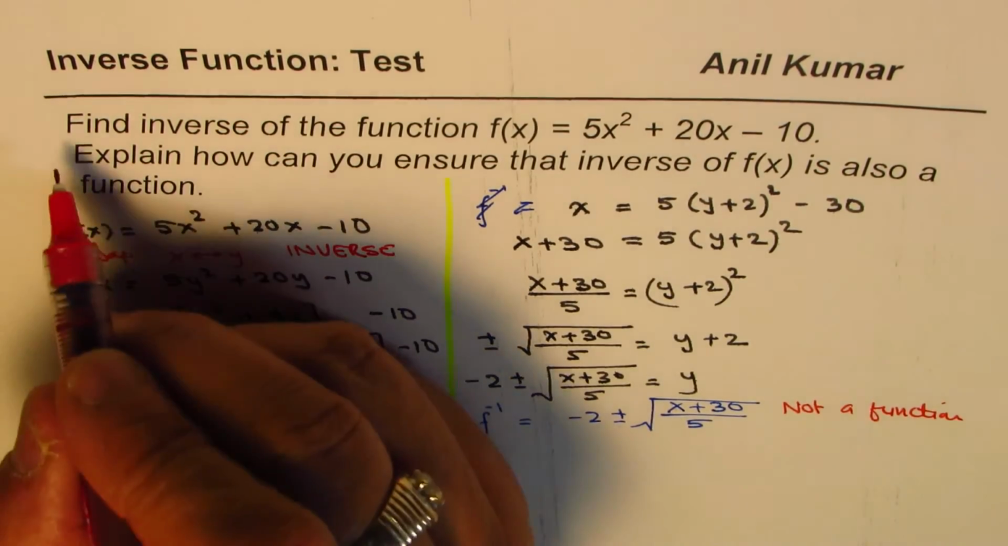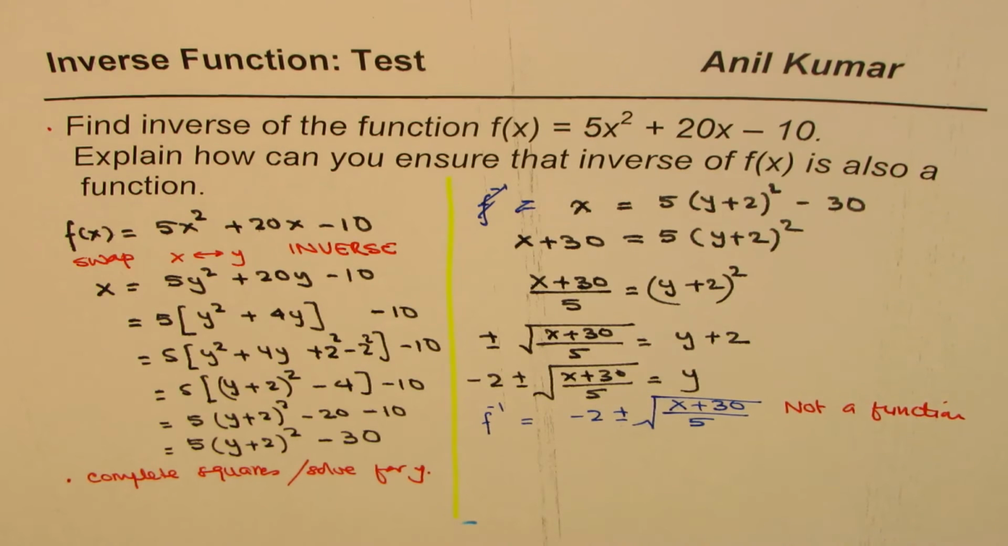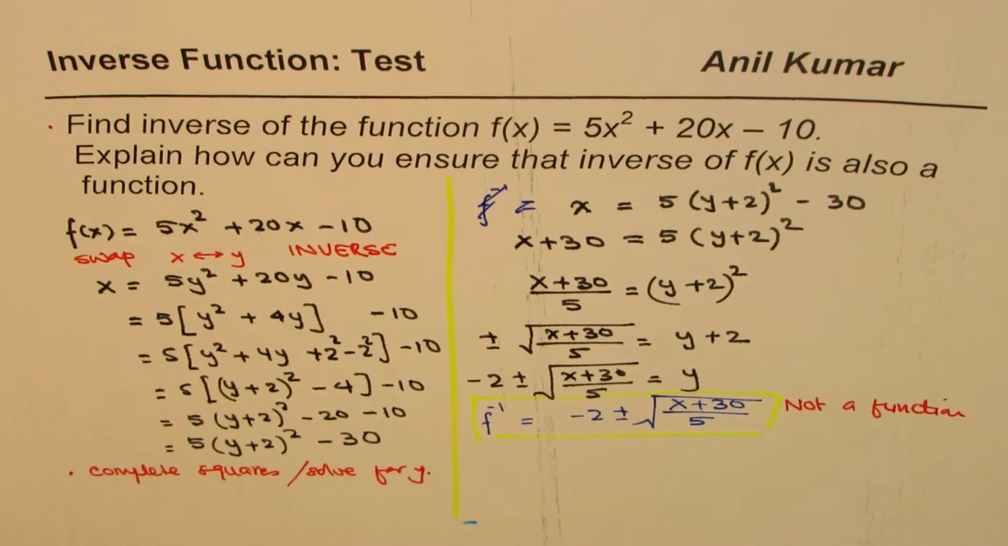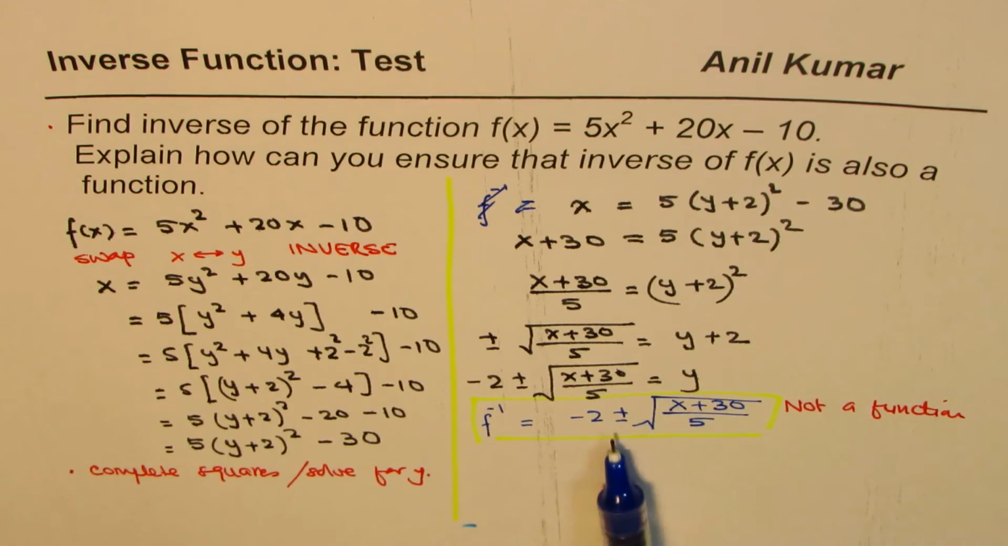So the first part was to find the inverse of the given function. That is the answer, right? So you can highlight this. That's the answer for you. That's the inverse. Now the question is, explain how you can ensure that the inverse of this function is also a function. So we know clearly this is not a function.